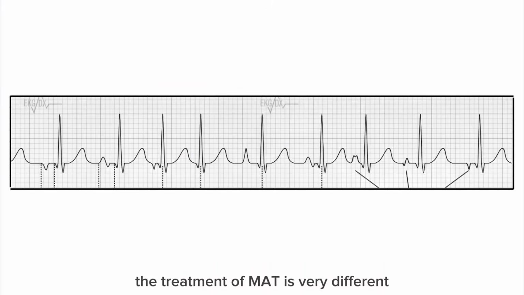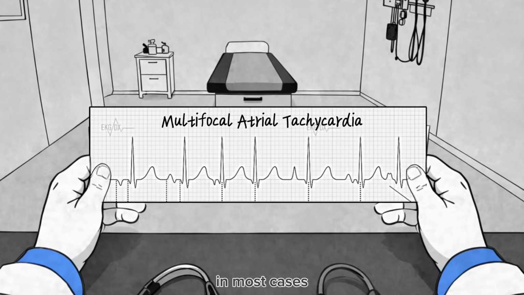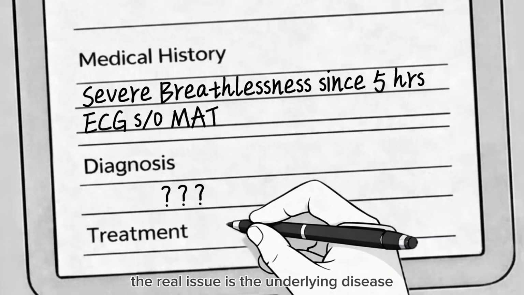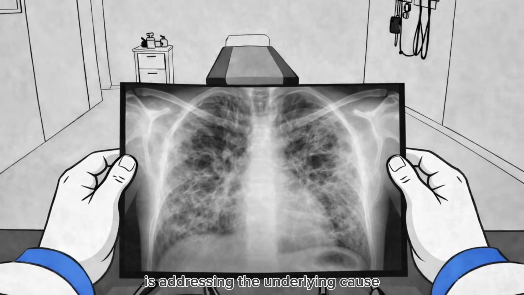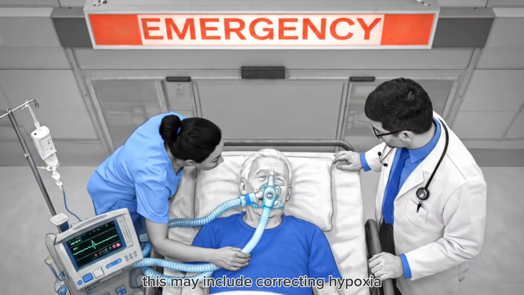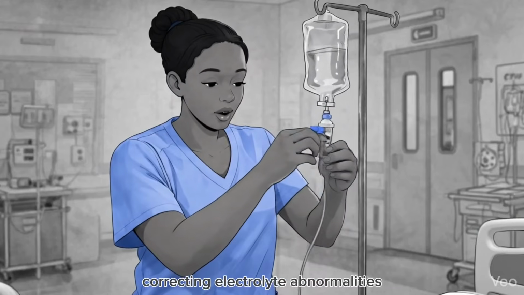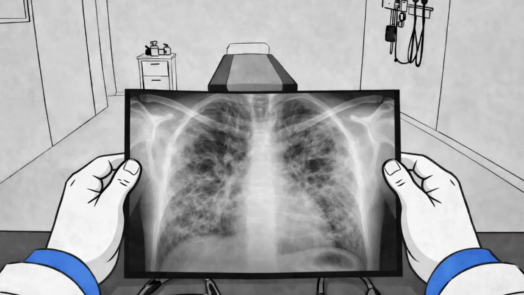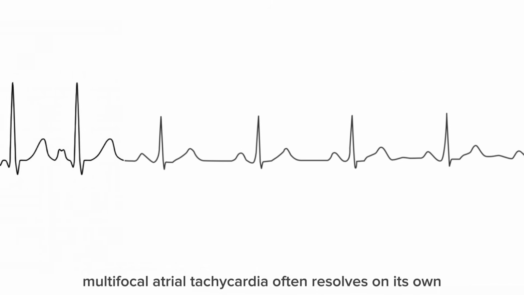The treatment of MAT is very different from the treatment of many other tachyarrhythmias. This is extremely important to understand. In most cases, the arrhythmia itself is not the primary problem. The real issue is the underlying disease. So the first and most important step in treatment is addressing the underlying cause. This may include correcting hypoxia, treating a COPD exacerbation, managing infections, correcting electrolyte abnormalities, and discontinuing medications that may trigger the arrhythmia. Once the underlying condition improves, multifocal atrial tachycardia often resolves on its own.